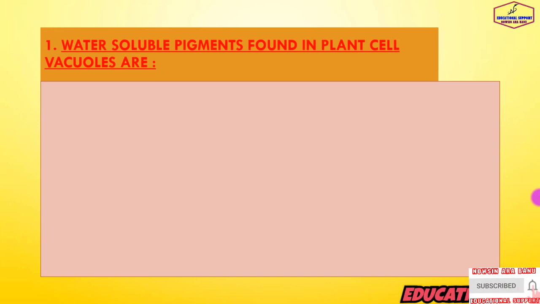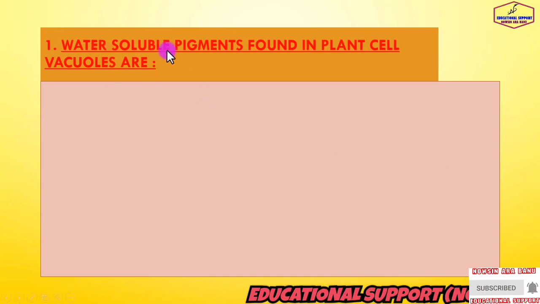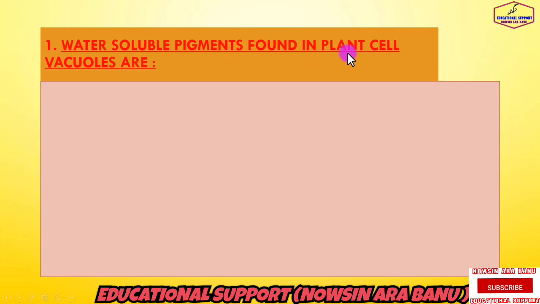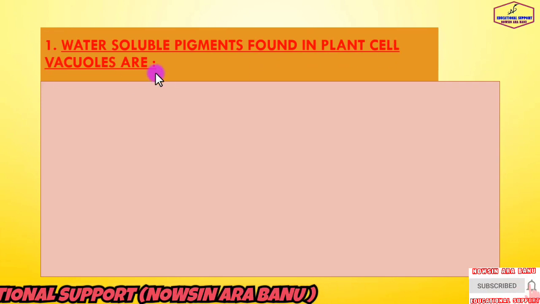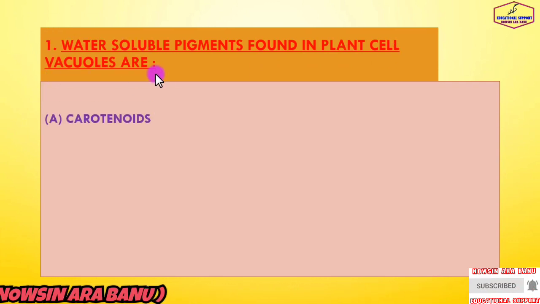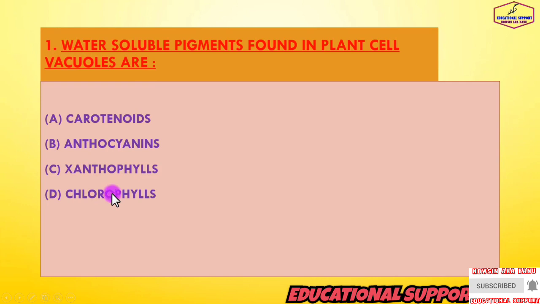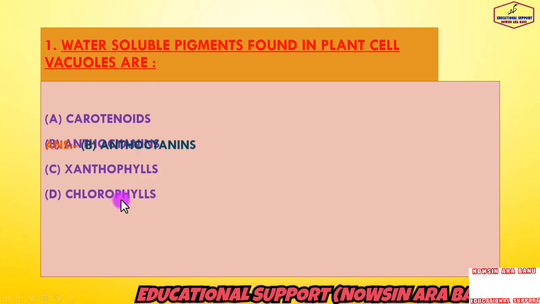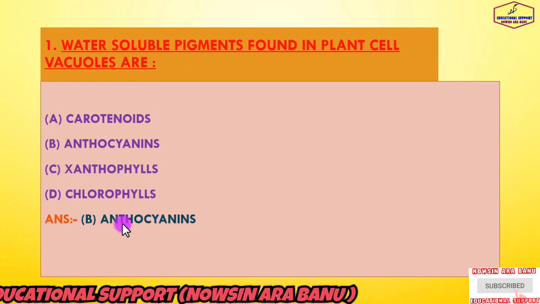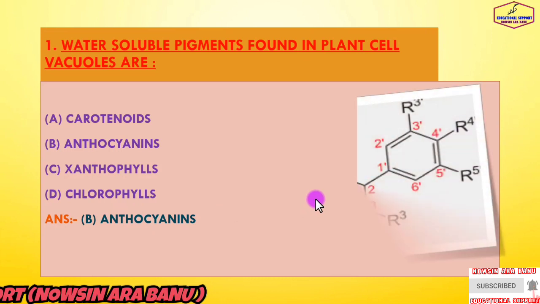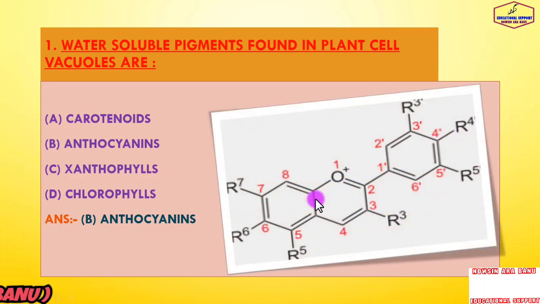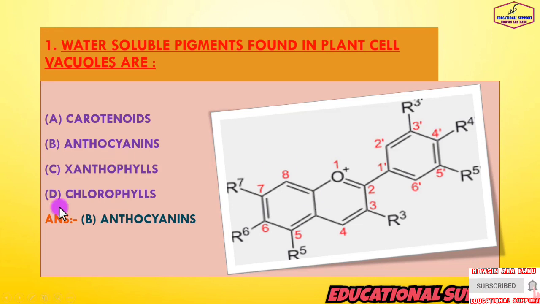So number one question is, water-soluble pigments found in plant cell vacuoles are, and the options are carotenoids, anthocyanins, xanthophylls, and chlorophyll. So the answer is anthocyanins. Do you have any idea what carotenoids, xanthophylls, and anthocyanins are?